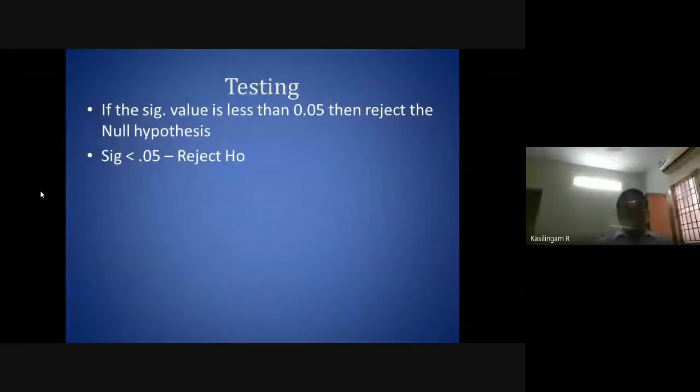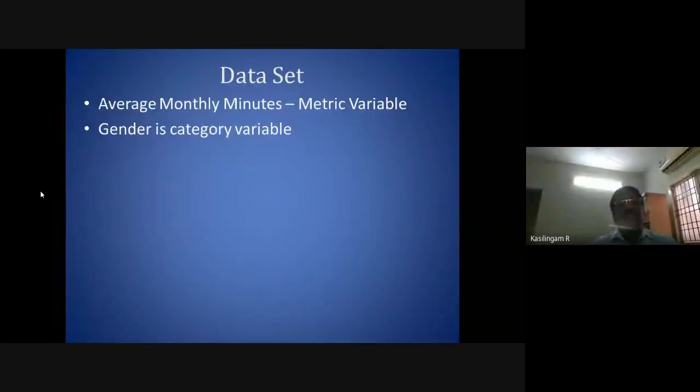Now we know whenever we perform any test, we have to look at the significant value. If the significant value is less than 0.05, we have to reject the null hypothesis. This we know, right? Very good. So this is the test case.